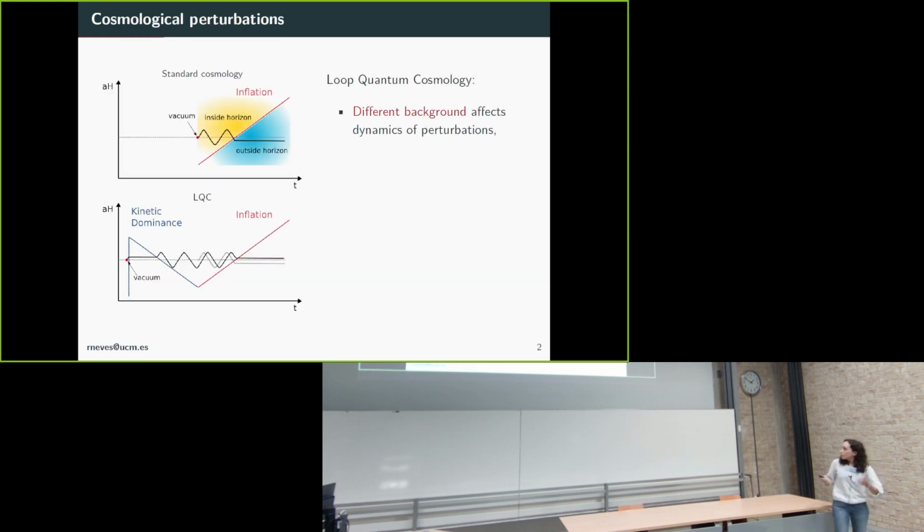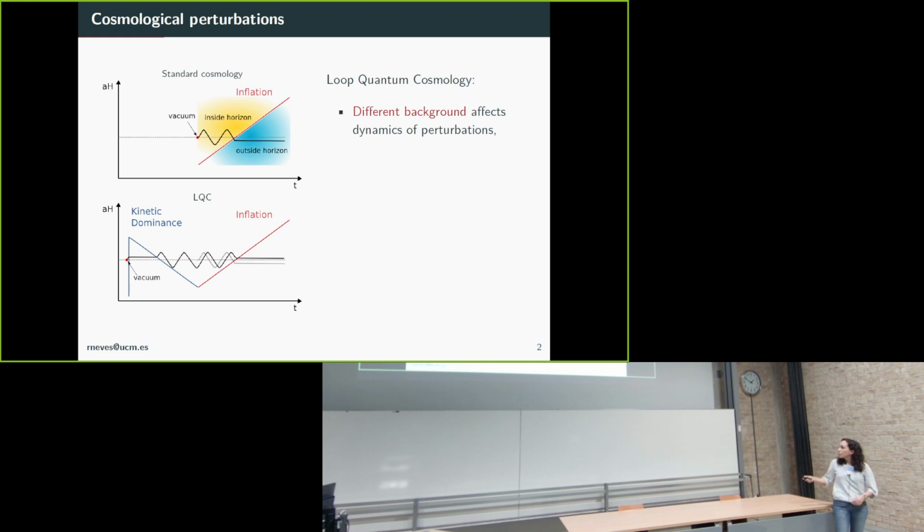So concretely, what we mean is that in standard cosmology, usually we study cosmological perturbations by fixing the vacuum at the onset of inflation, because we have the singularity shortly before. And then once we fix the vacuum, we can evolve them. We see that they oscillate while they're inside the horizon, and then they freeze.